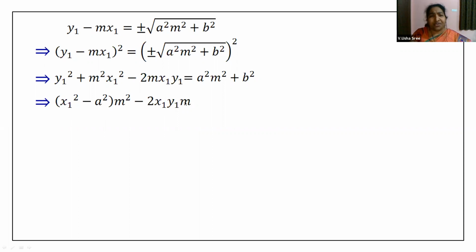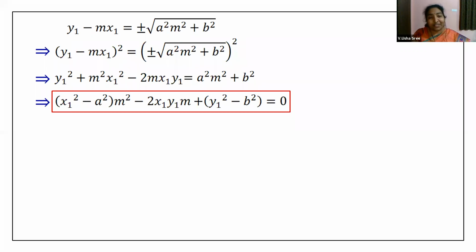We will just arrange the constants and variables in this term. That is 2x1 y1 into m. Then you have plus y1 square minus b square is equal to 0. We have tried to write this equation in one standard form. Can you recollect what this equation is representing?